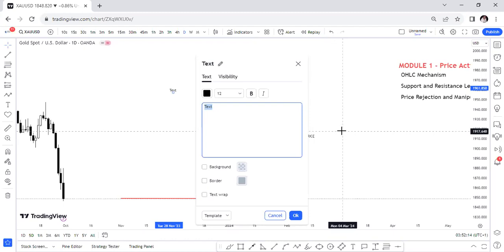How does price represent this information in chart form? So we go straight to the OHLC mechanism, which is open, high, low, close. What is OHLC? OHLC is simply open. Open this way.